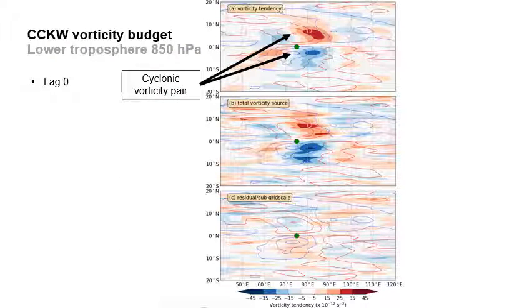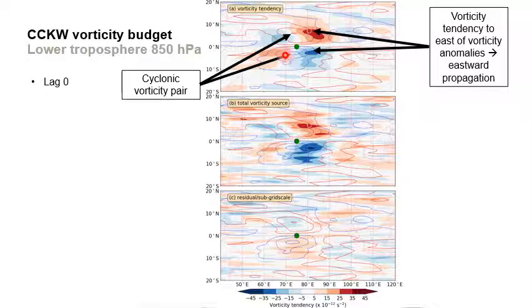the top panel, okay, so in each panel, the line contours are the same. And again, the line contours show the vorticity anomaly at lag 0. And again, we've got a cyclonic vorticity pair, so positive to the north of the equator and negative to the south of the equator. The top panel, the shading, shows the vorticity tendency, so that's dζ/dt on the left-hand side of the vorticity equation. And you can see that you've got a positive vorticity tendency to the east of the positive vorticity. So that's going to give you eastward propagation.